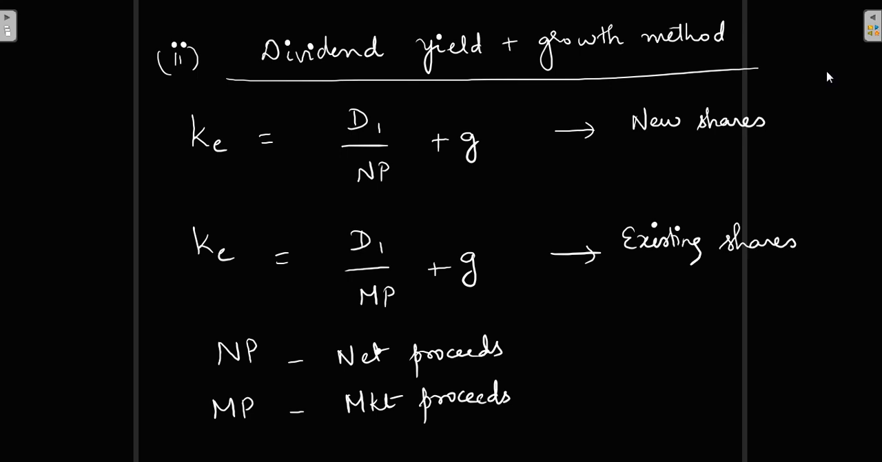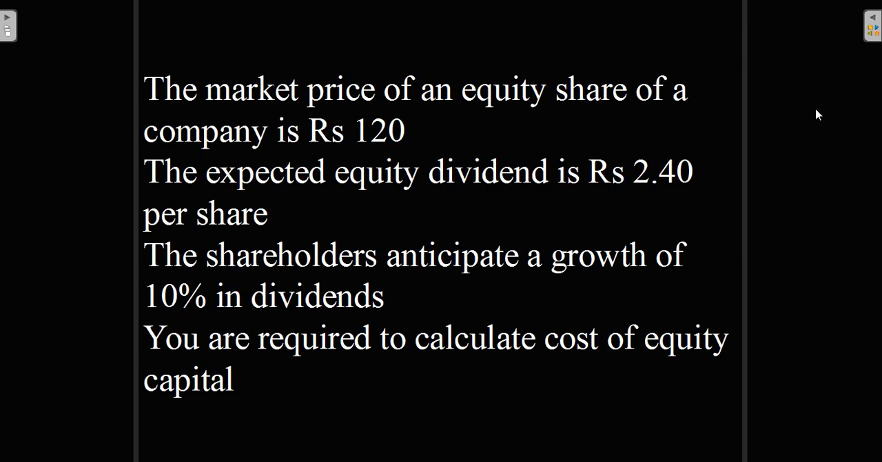So let's see an example sum. Okay, here we have a sum. The market price of an equity share of a company is rupees 120. The expected equity dividend is 2.40 paise. The shareholders anticipate a growth of 10% in dividends. We are expected to calculate the cost of equity capital.